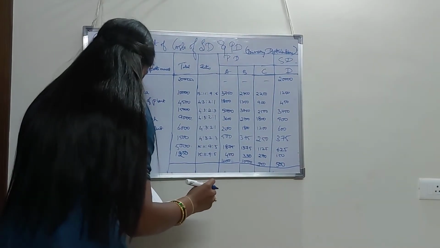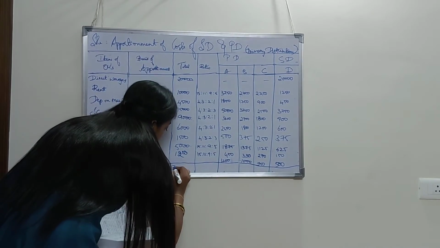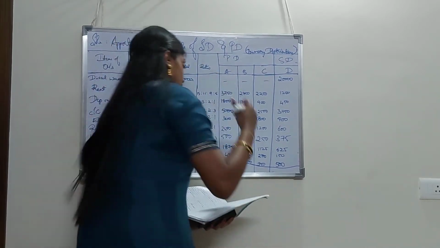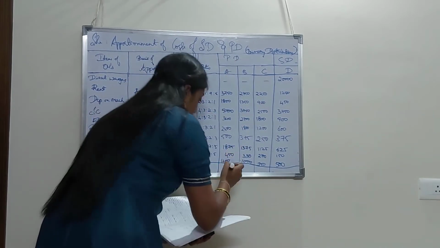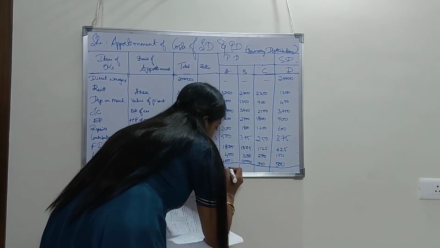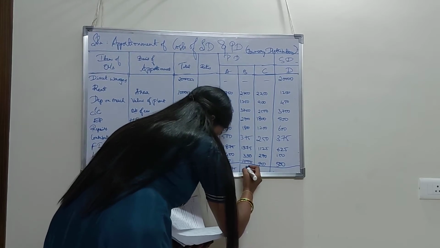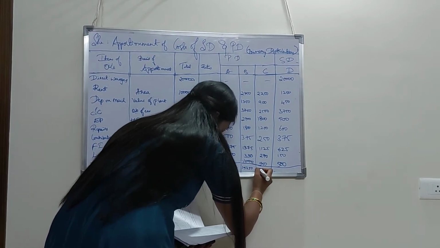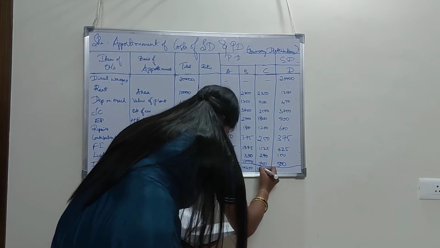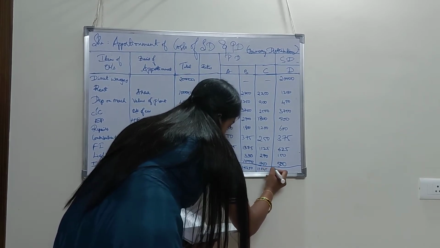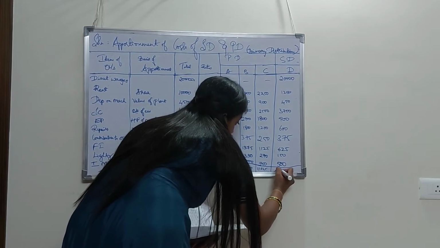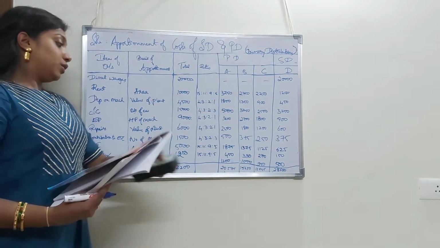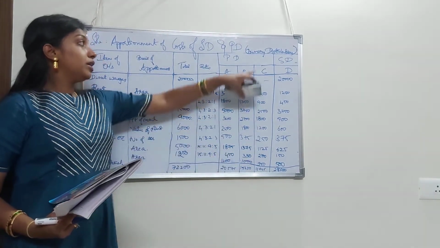The total amount stands to 72,200. So for department A, it is 20,575. For department B, it is 15,430. For department C, it is 11,045. For department D, it is 28,600. So with this, we are done with the primary distribution summary.